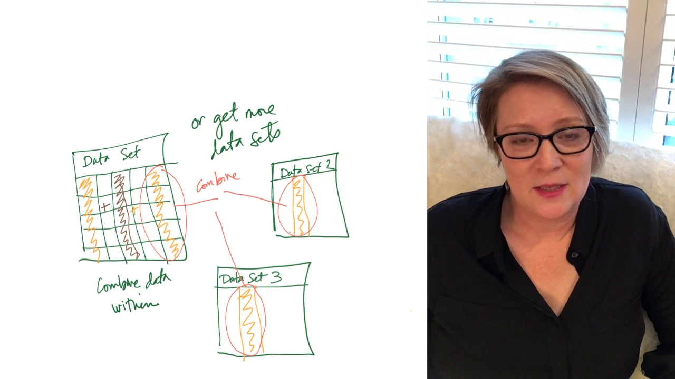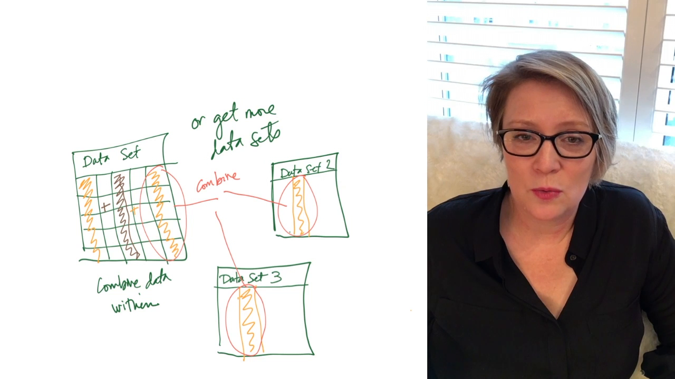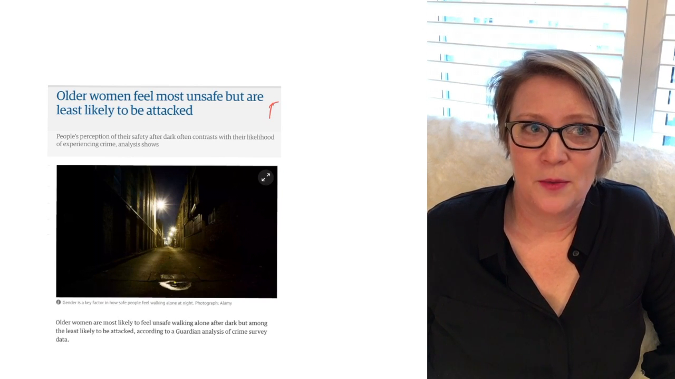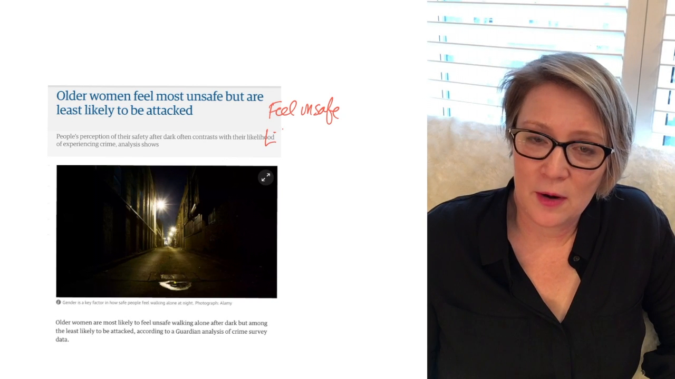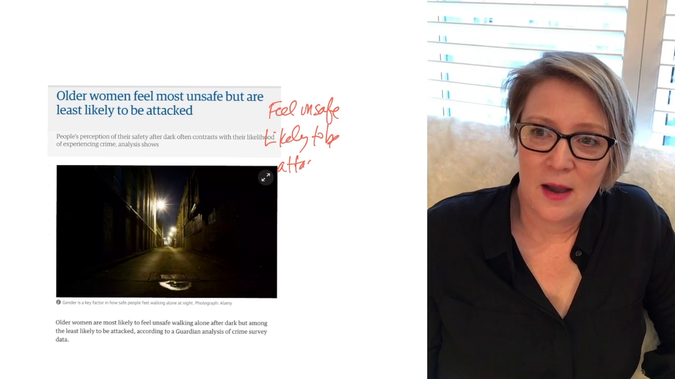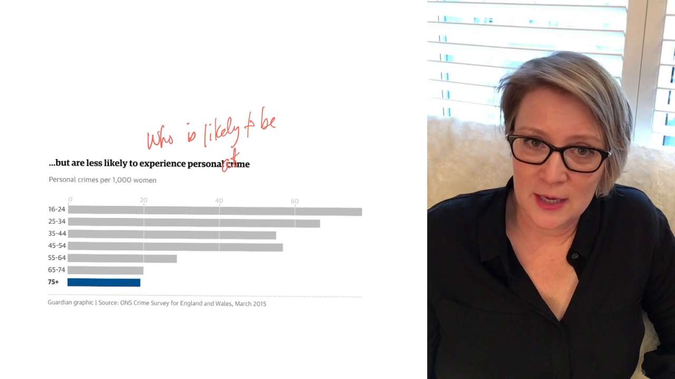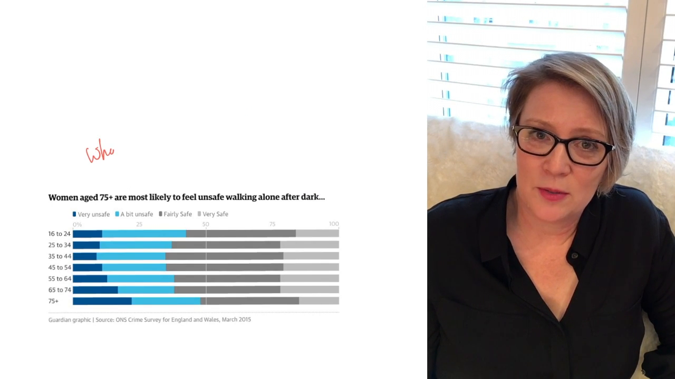But before we do that, we need to take a quick look at one of the pitfalls of this, and that is if you're going to look at more than one data set at a time, you have to make sure that the data sets are measuring the same thing. So here's an example from The Guardian where they're talking about the women who feel unsafe and whether they're likely to be attacked. They're drawing on two separate data sets, and one of the data sets is statistics about who is likely to be attacked, and the other data set are statistics about who feels the safest.